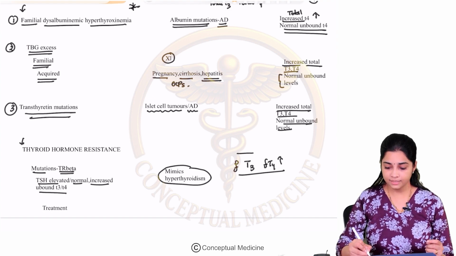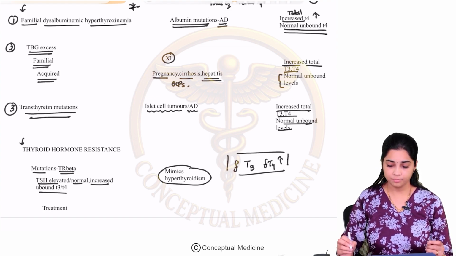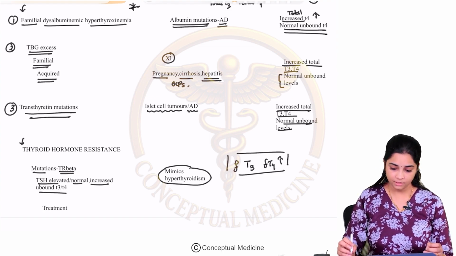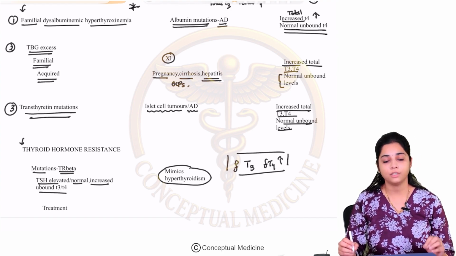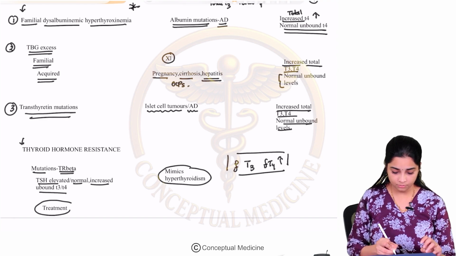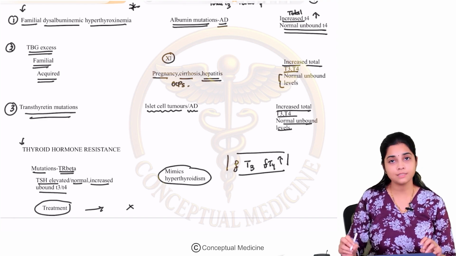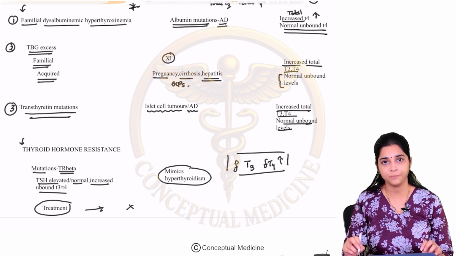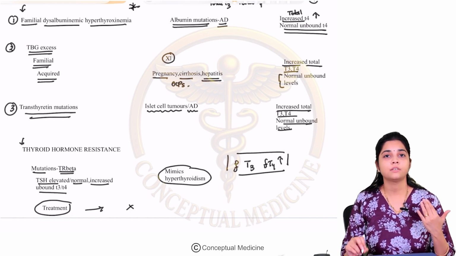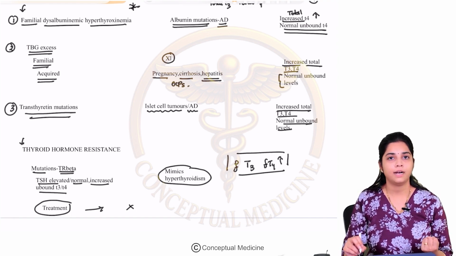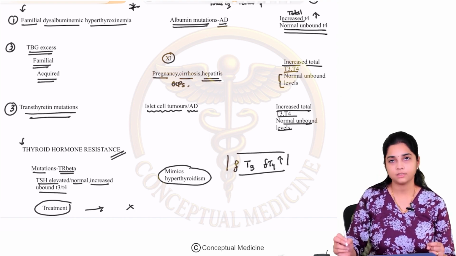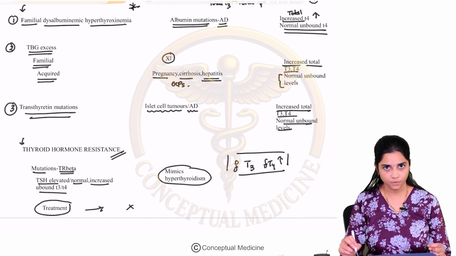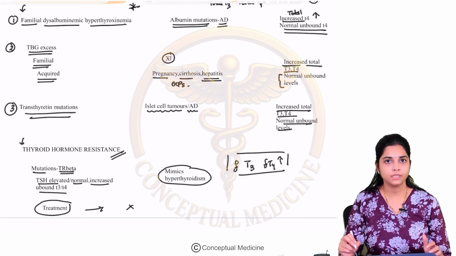So, you will misdiagnose this patient as hyperthyroidism. And why does this matter? Because you don't want to give unnecessary anti-thyroid drugs. The treatment for thyroid hormone resistance most often is conservative. There is no treatment that is required. So, you will misjudge and wrongly treat the patient as hyperthyroidism. That is why you should be aware of this thyroid hormone resistance. Okay? Fine. So, clear till here?